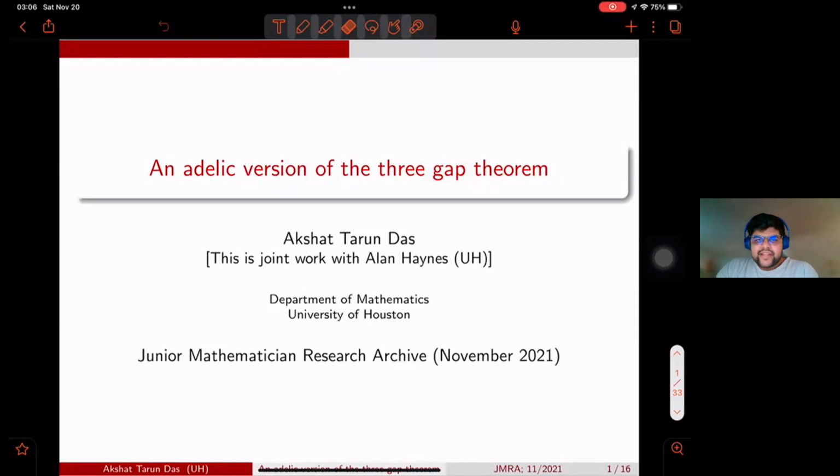I would like to begin by thanking the organizers of JMRA for this wonderful opportunity to present my most recent work on proving an Adelic version of the three-gap theorem, which has been done in collaboration with my thesis advisor, Dr. Alan Haynes. So I'll begin with recalling the classical version of the three-gap theorem.